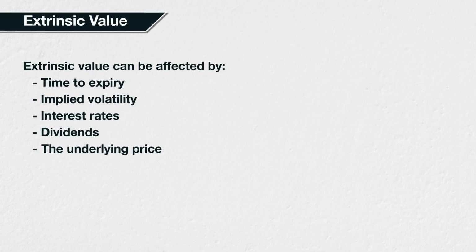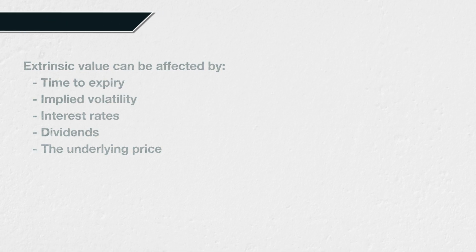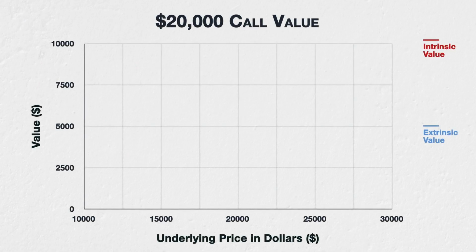Each of these parameters is an input in the Black-Scholes option pricing model. The three parameters that have the largest effect on an option's extrinsic value are time to expiry, implied volatility, and where the underlying price is relative to the strike price. And on Deribit, the interest and dividend rates are actually assumed to be 0 for Black-Scholes calculations. Let's take a look at how these three main parameters affect the extrinsic value.